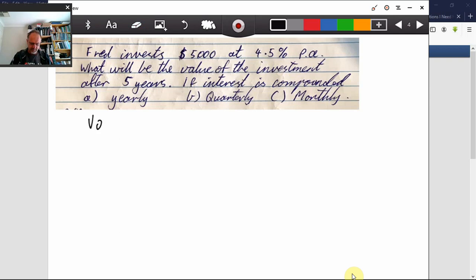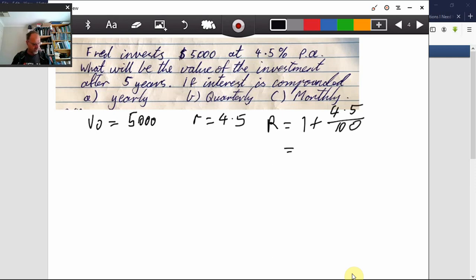So V0 is 5,000 at 4.5%, so R is 4.5 per annum. What is the investment after 5 years if the interest is compounded, A yearly, B quarterly, and C monthly? All right, so the ratio. Let's work out the ratio because we can work out the ratio, and that's 1 plus 4.5 on 100. And when you do that, you get 1.045.